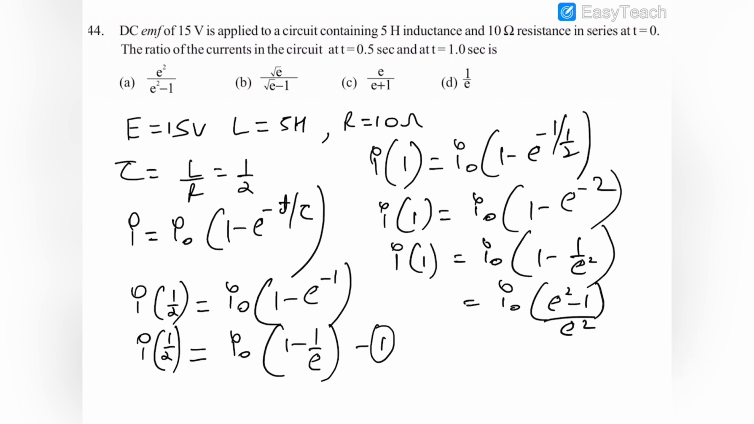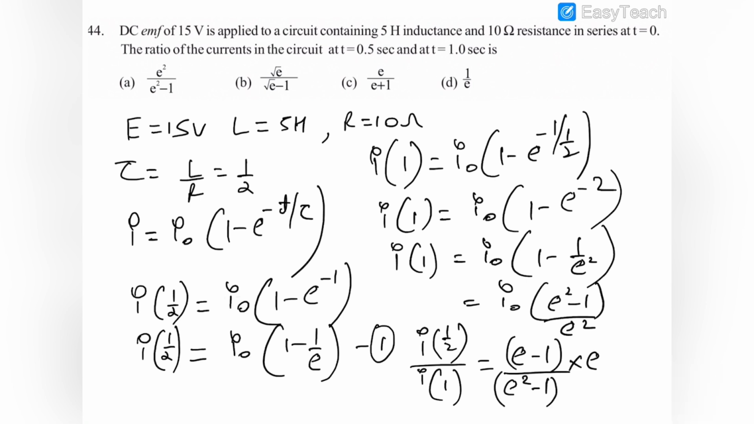Now if you find out the ratio of these two currents, I of half upon I of 1, then you can see this I naught would be cancelled out, and the ratio will be (e minus 1) divided by (e square minus 1) into e. So you can see this would be e upon e plus 1. So the correct option will be option number C.